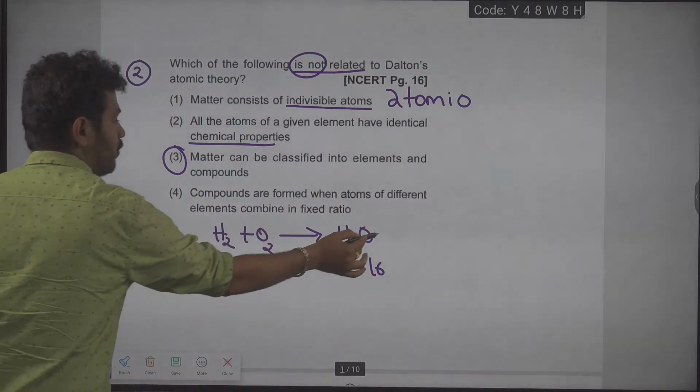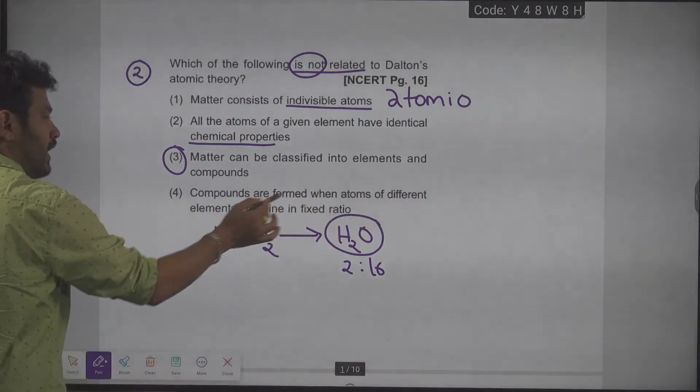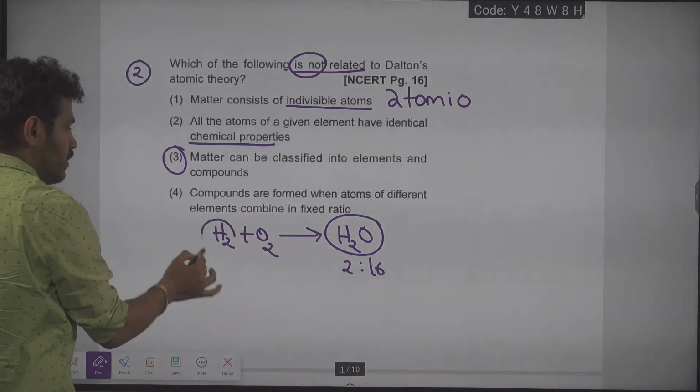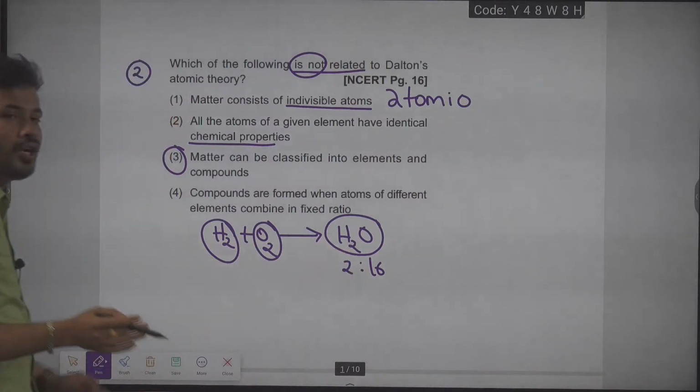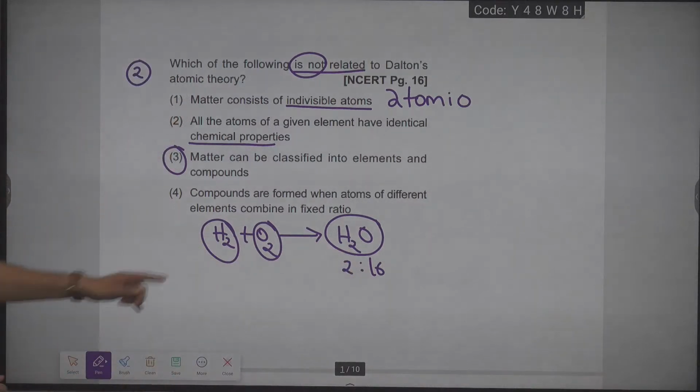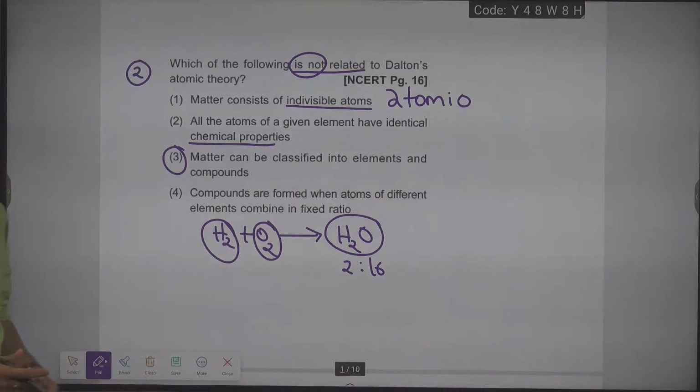The H2O compound is formed when atoms of different elements, these are the elements which are combining, and their atoms are combining in a fixed mass ratio. Fixed ratio, or you can say fixed mass ratio. Okay? So that is the point, 1:8, correct. So that's why the third option is the wrong one. I hope you understood this one as well.